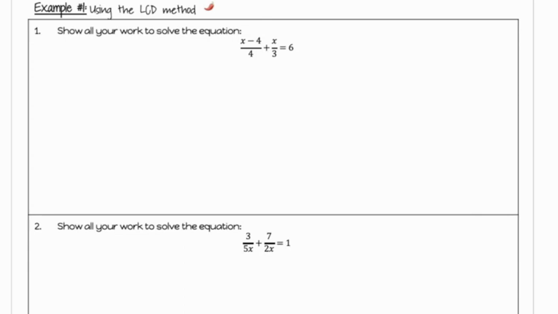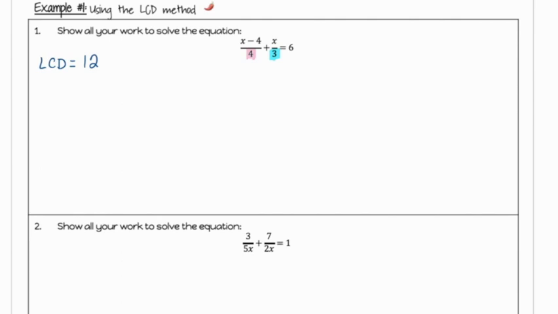Most often when I give you problems, I may not specify what method to use. So you have to remember what's the best approach to solving these. All right, so first thing I'm going to do is identify my denominators. So I have a 3 and I have a 4. I'm going to ask myself, what is the LCD? What is the least common denominator? The least common denominator in this case would be 12. If 12 is my LCD, what I want to do is multiply everything by that LCD. That's going to let me get rid of my fractions.